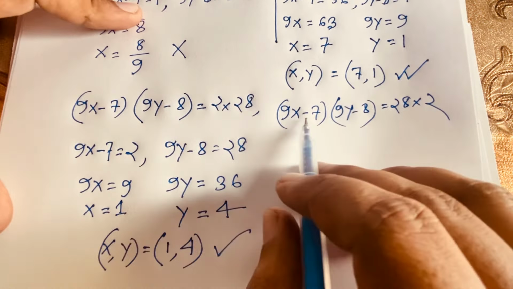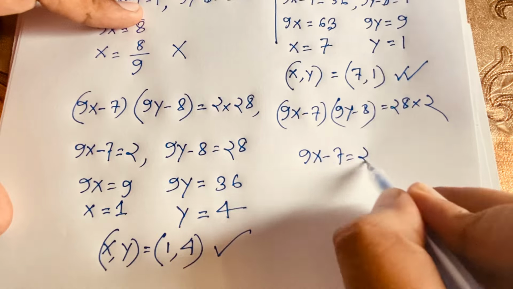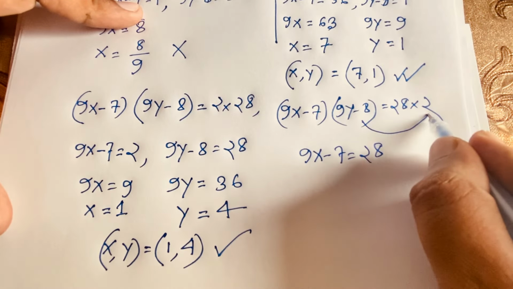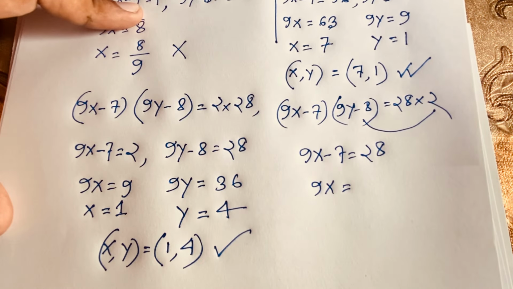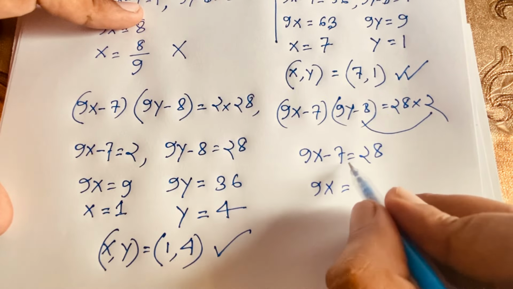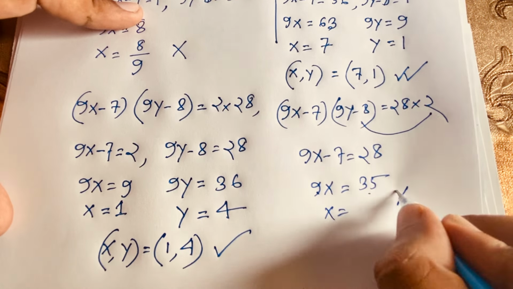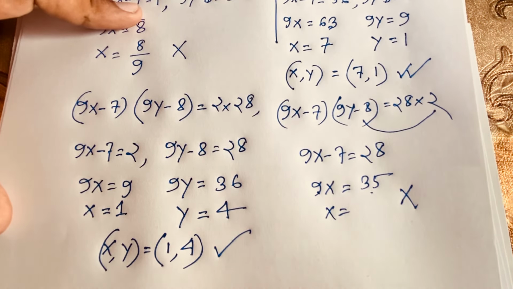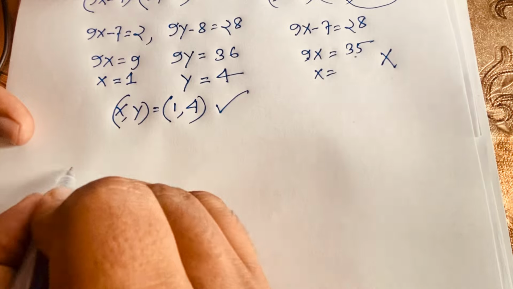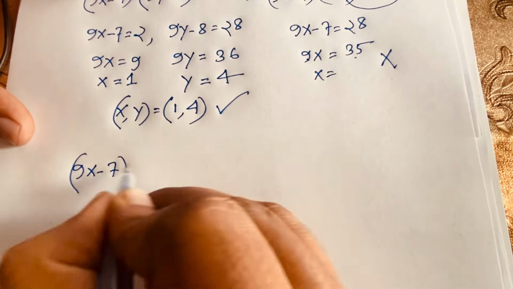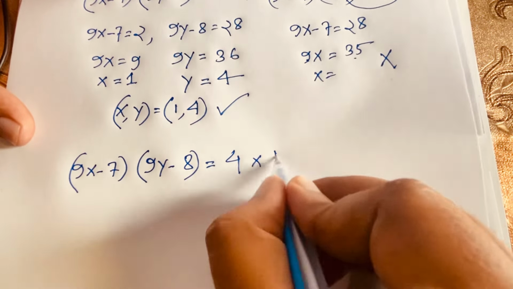But here 9x minus 7 is equal to 28, and this is equal to this. But 9x is equal to 28 plus 7. So you know that 28 plus 7 will be 35, so x is equal to 35 over 9. So it is a fraction, it is not an integer, so it is rejected. Our answer is x, y is equal to 1, 4.